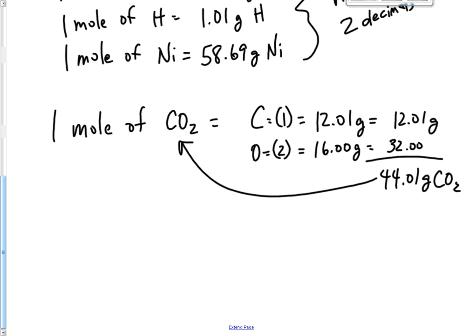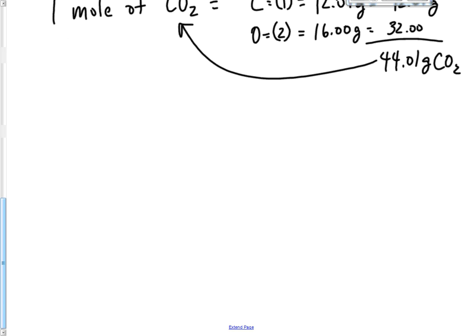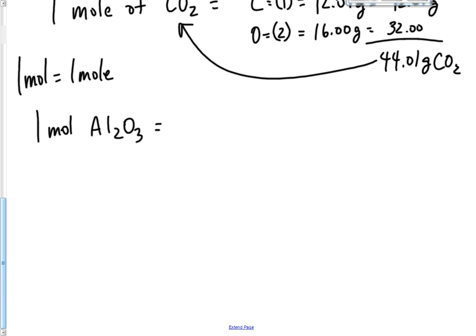So all you're going to do is take the elements that they have, the number of atoms of each one, and add those together. Okay, so let's do another one. So 1 mole of Al2O3. And the abbreviation for mole is mol. Okay, mol is equal to 1 mole. I don't know why the abbreviation is just one letter less. It just is. All right, so let's look at the mass of 1 mole of aluminum oxide.